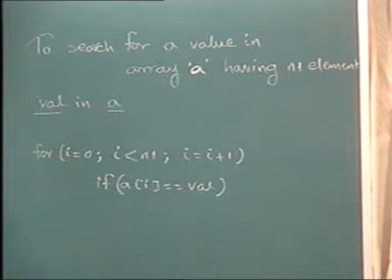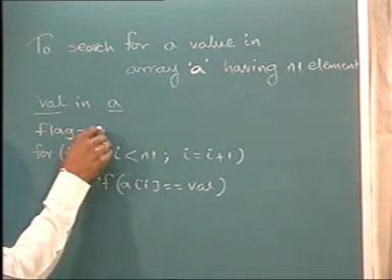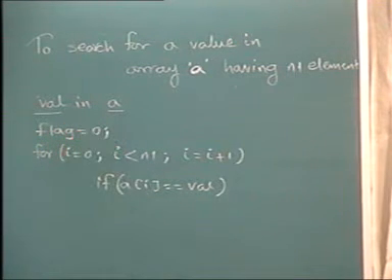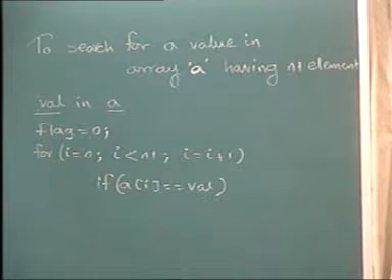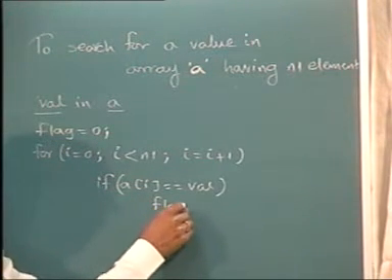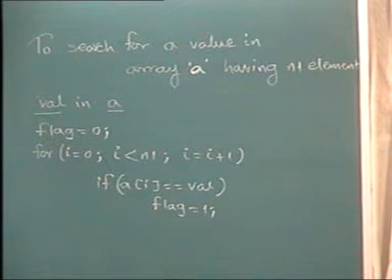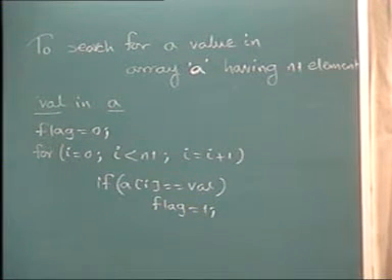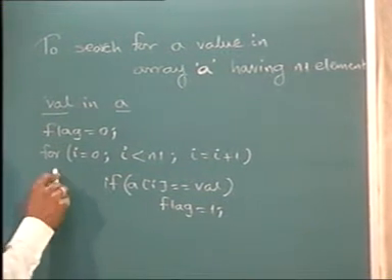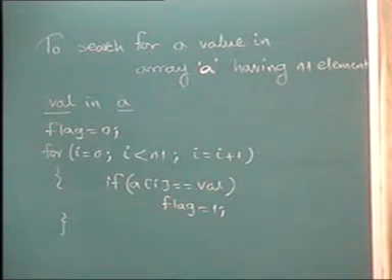I will again prefer to use flag. I start with the assumption that it is not there. So flag will remain 0 if val is not present. Whenever it matches, flag will become 1. Outside this loop, this contains only a single statement, so I have omitted the curly brackets. If you want, you can put them.